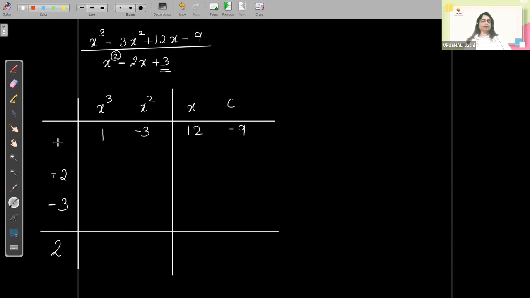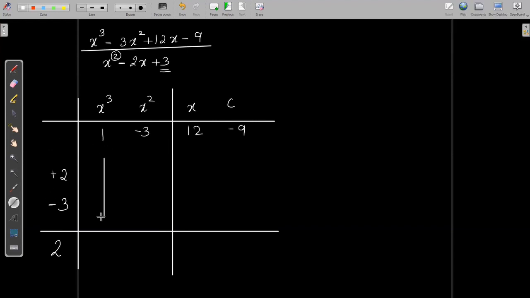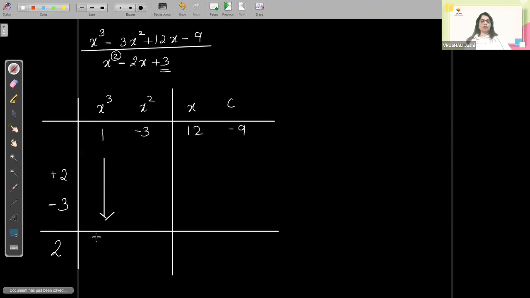You understand? Yes. So the first number will come down as it is, which is going to be 1. Then 1 twos are, we write 2 here. We get a -1. Correct? And then we get a -3. Right? 1 into -3, right? And then we get here a -1. -1 into +2, you will get a -2. And -1 into -3, you will get a +3. Correct? What do you have here? 12.